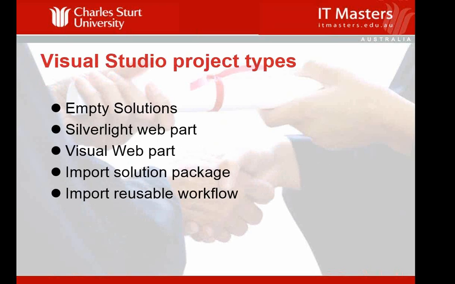So when we get into Visual Studio and we start looking at creating a project, there's a few different project types we get when we say create a new project. We get our empty solution, we get a Silverlight web part, we get a visual web part, we get the option to import a solution package or import a reusable workflow. Now these are all fairly generic and high level, and there's a bunch more specific items that you can add to a project once you've created it. But these are the options you're going to get when you say create a new project inside of Visual Studio.